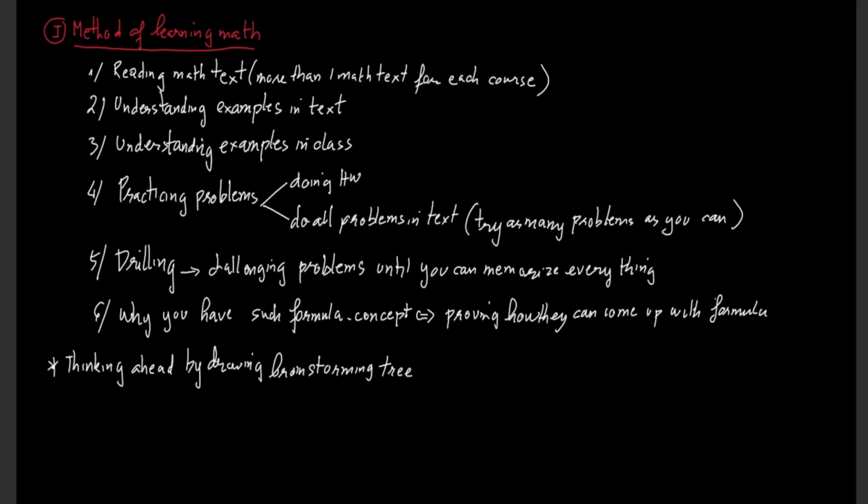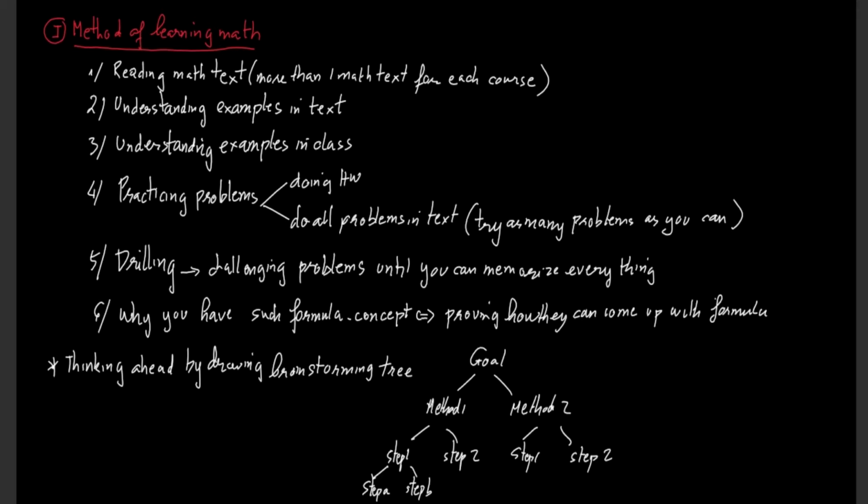So what if this is my goal? Okay, this is my goal over here, and I want to solve this goal. And there's method 1 and method 2, something like that. In method 1 we have step 1 and step 2, and same thing over here. I have step 1 and step 2, and in step 1 we may have step A and step B. You know what I mean? To reach this goal, you start from step B, go to step 1, go to method 1, and from method 1 you can go to the goal. That's what I learned, so I draw the tree.